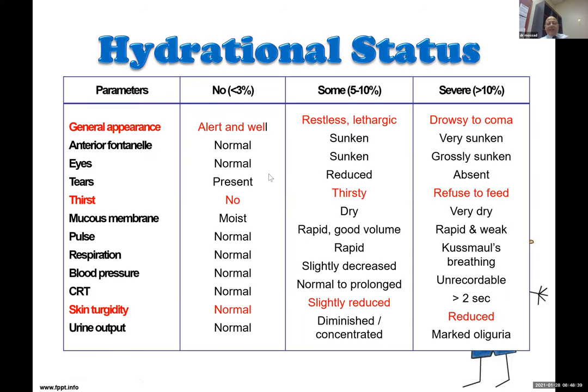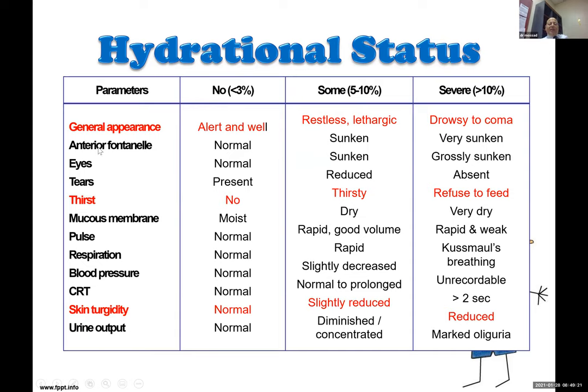Here is the hydration status, okay? We have these parameters that are very, very important, and they will help you to say whether it is mild, moderate, or severe. So the general appearance: is he still alert and well, or is he drowsy and comatose? The anterior fontanelle is very important. Remember that the anterior fontanelle closes from 6 months until 18 months, and sometimes it may be delayed in some toddlers. So is it normal, sunken, or very sunken? And then go to the eye.